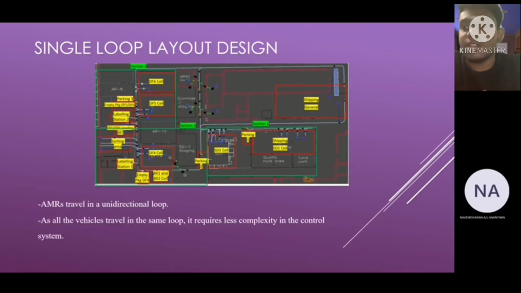Okay, first we will look into the single loop layout design. In a single loop layout design, AMRs travel in a unidirectional loop. When this system is used, the vehicle is constrained to travel only in one direction. As all the vehicles travel in the same loop, it requires less complexity in the control system. However, with this layout, the distance traveled by the vehicle might be greater when moving from one point to another point. Another disadvantage of this kind of layout is that a vehicle breakdown can destroy the whole system.